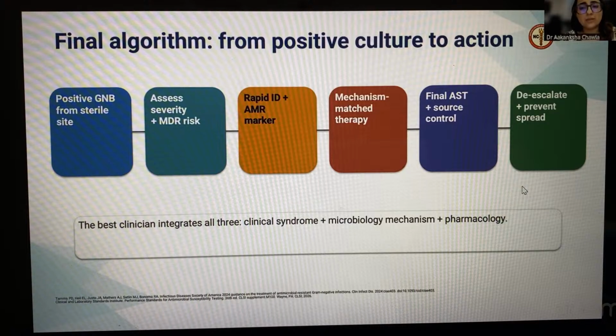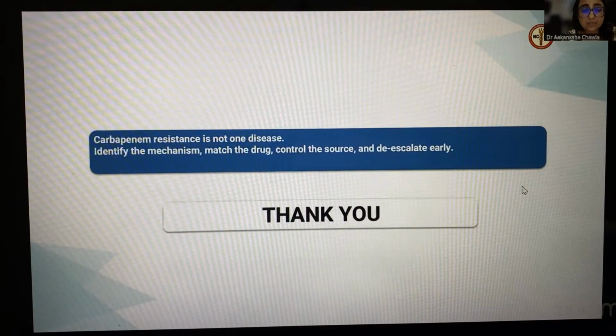And then you de-escalate once you have the final report so as to prevent spread. So, the best clinician would integrate the clinical syndrome, the microbiology, as well as the pharmacology together, and not just rely on the report and jump onto selecting an antibiotic. We all understand that carbapenem resistance is not one disease. You need to identify the mechanism, match the drug, control the source, and de-escalate early. Thank you.